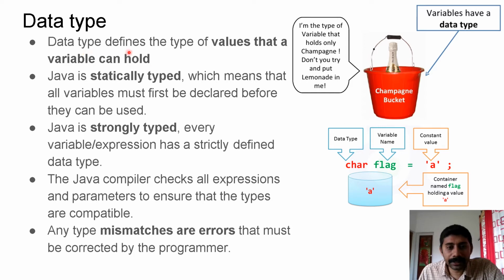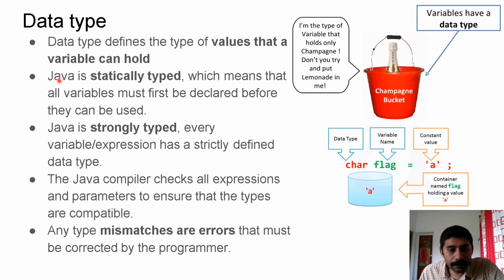Data type defines the type of values that a variable can hold. See here, you can see this diagram. In this image, you can see a bucket written as champagne bucket. So the type of the bucket is set as champagne bucket. That means within this bucket you can keep champagne bottles. In the same way, data type signifies what type of data you can store in a variable.